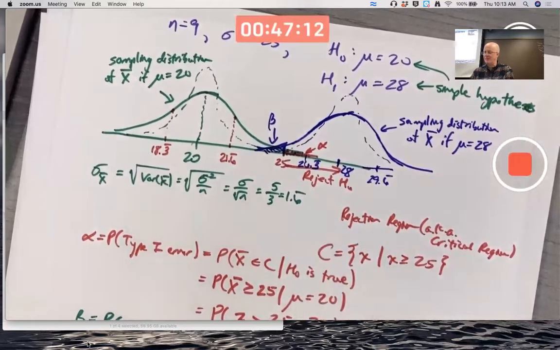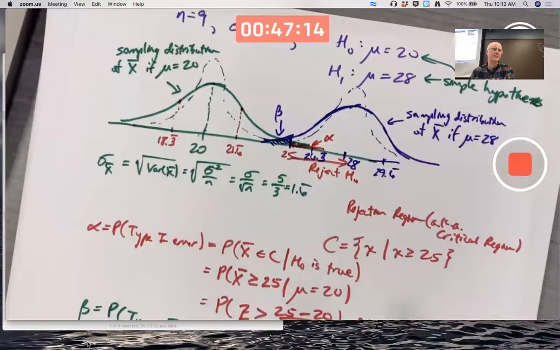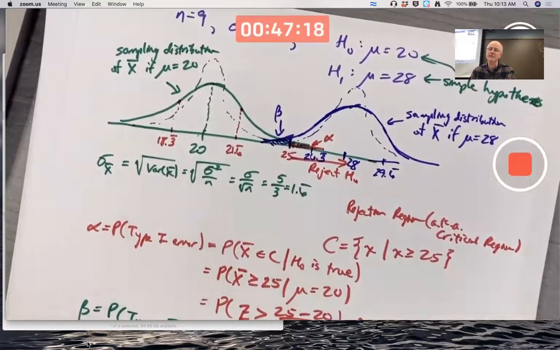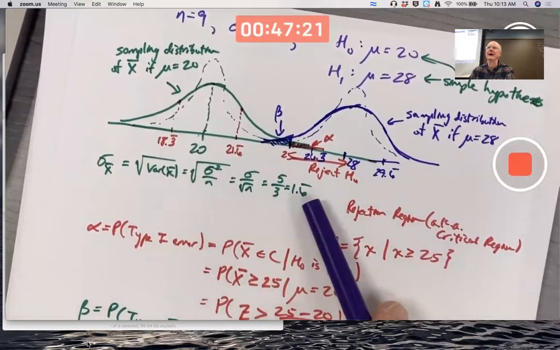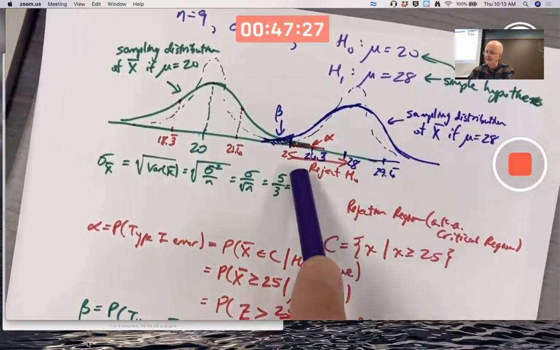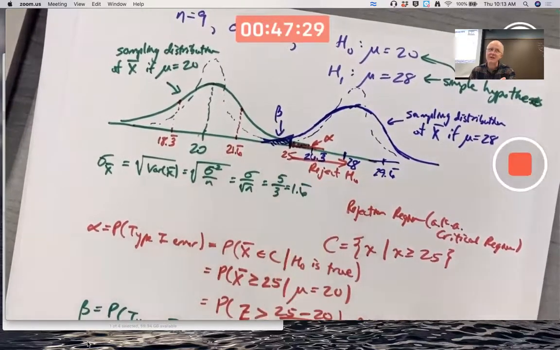Got to be careful though. I mean, if you decide on what alpha should be before you figure out the rejection region, if you decide to let alpha be 0.05, and then you figure out the critical region from that, when you increase n and you keep the same alpha, the critical point boundary of the rejection region changes actually. So it's a little funny if you approach it that way.